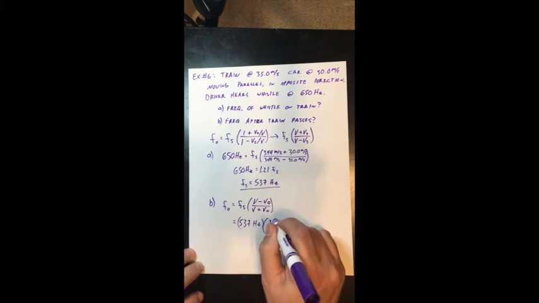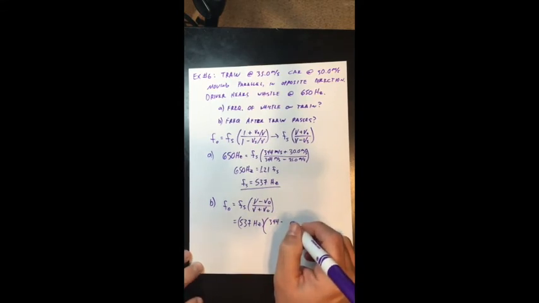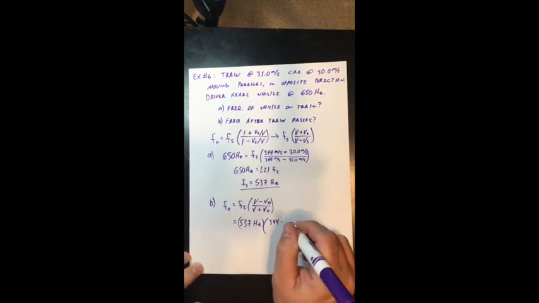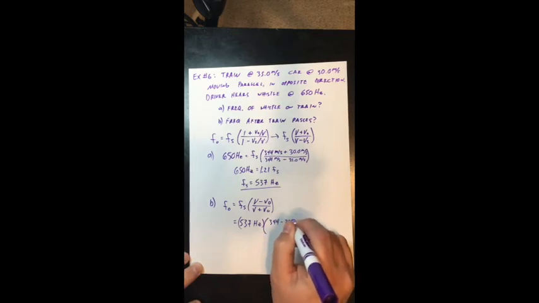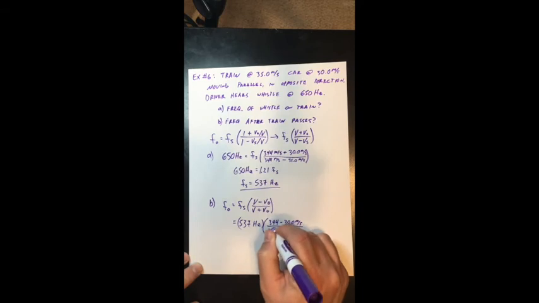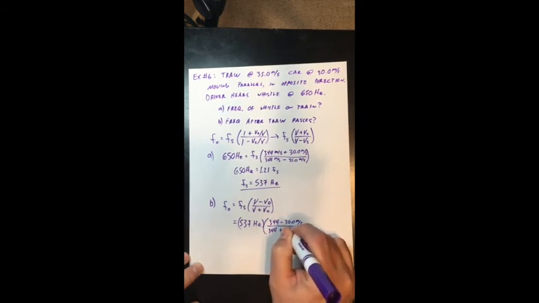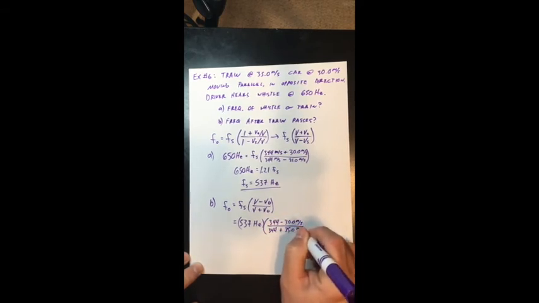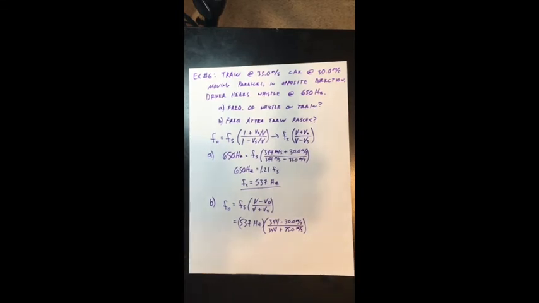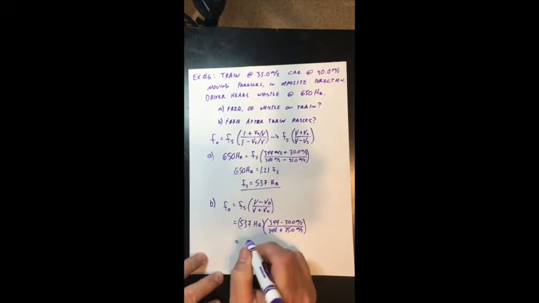And then our 344 minus, now the velocity of the car would be 30, still 30 meters per second, over 344 plus the speed of the train, which is still 35.0 meters per second. And so that gives us, if we do the math on that, 445 hertz.